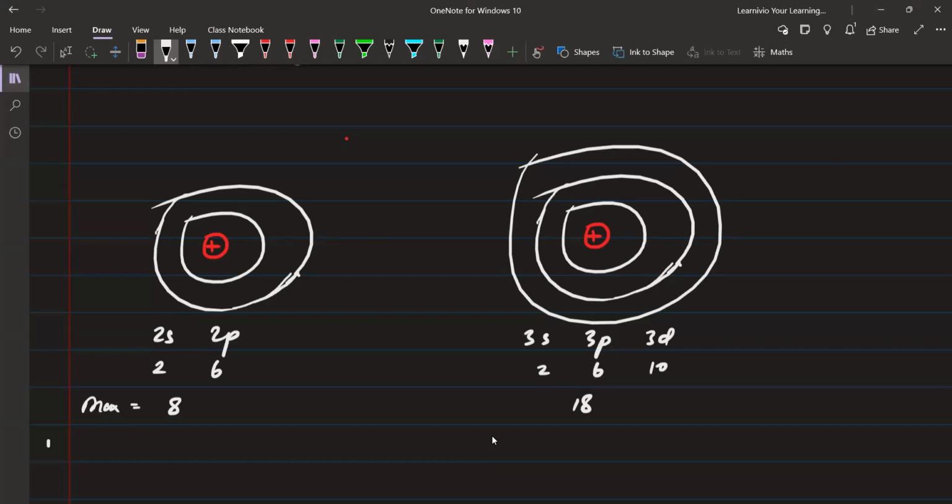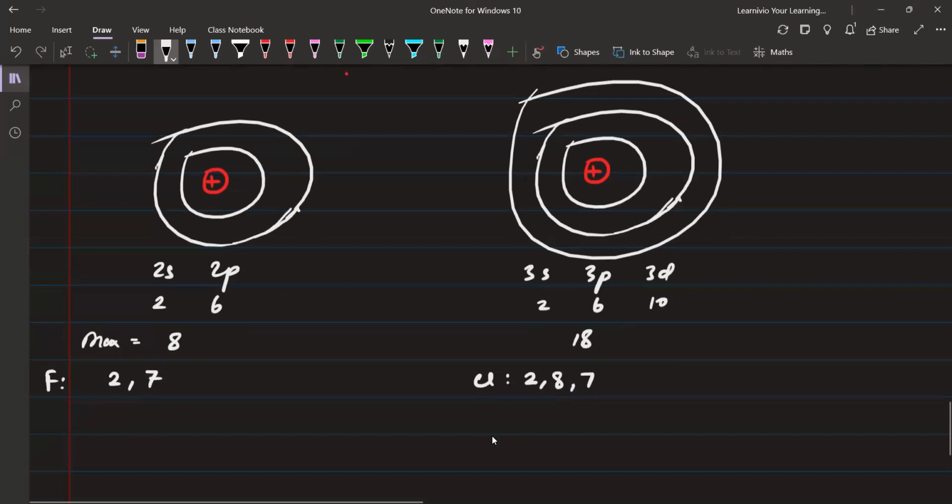Fluorine has electronic configuration 2,7. Atomic number is 9. If we talk about chlorine, it is going to have 2 and completely filled 8 and then 7. 2, 8, 7. Yes or no, please tell me guys. Is it fine till here? Yes, sir.